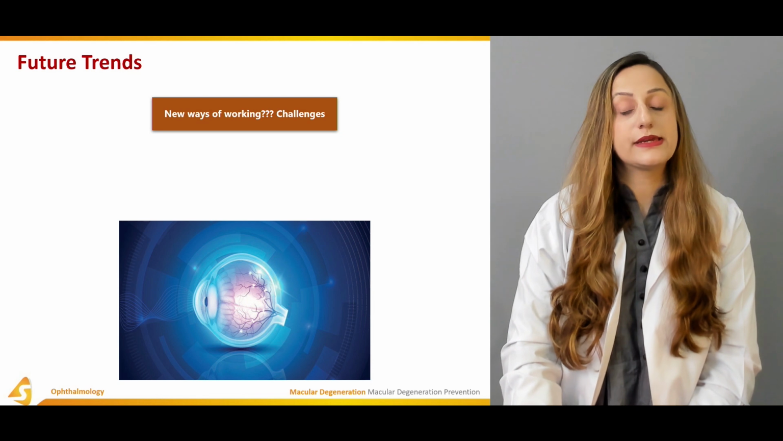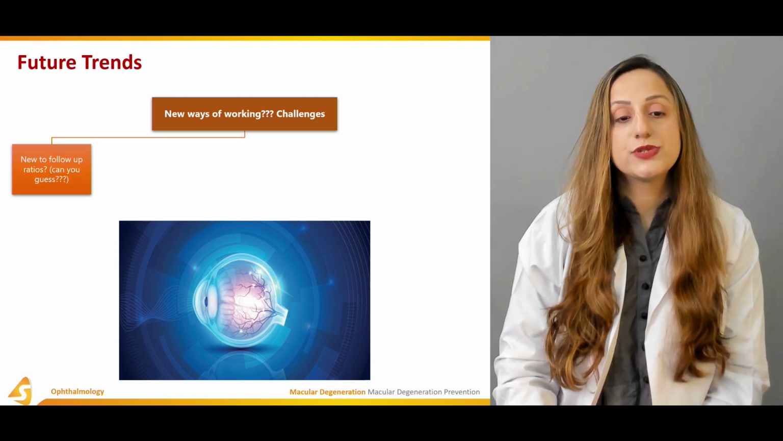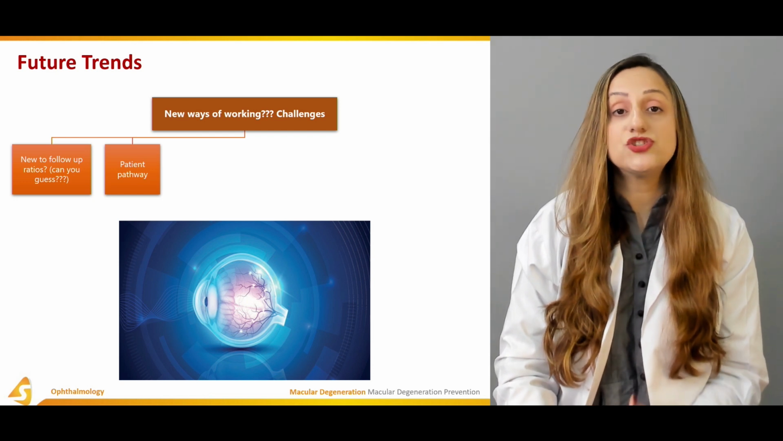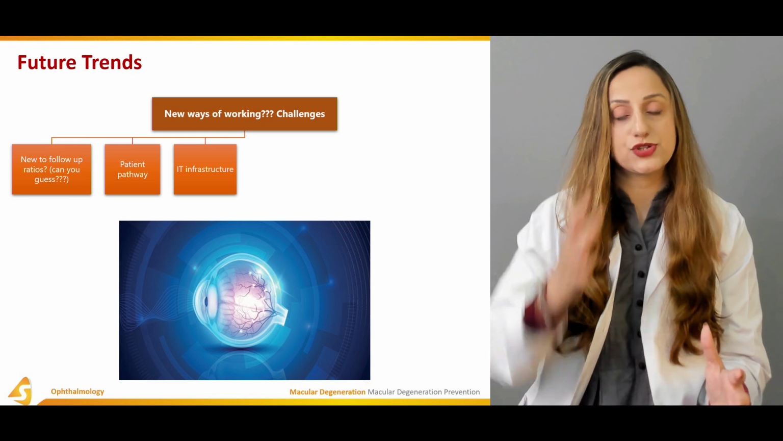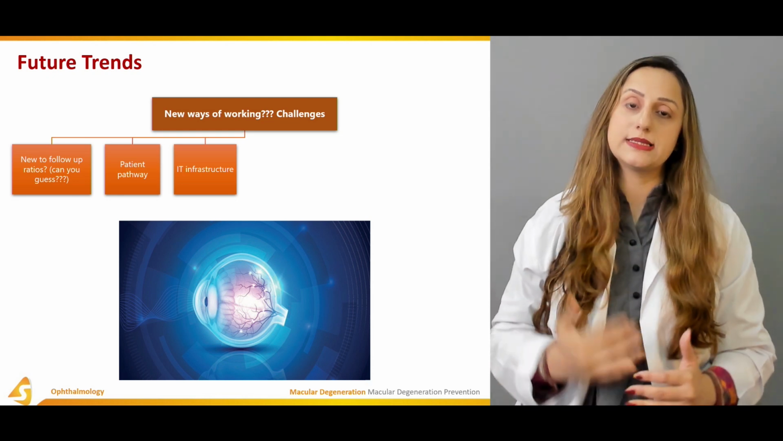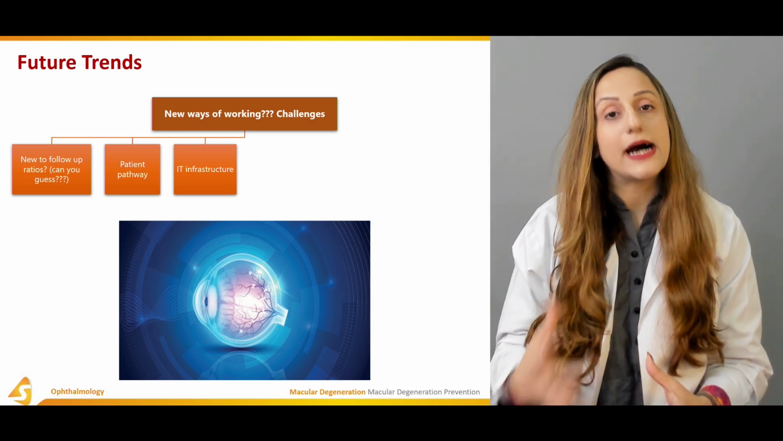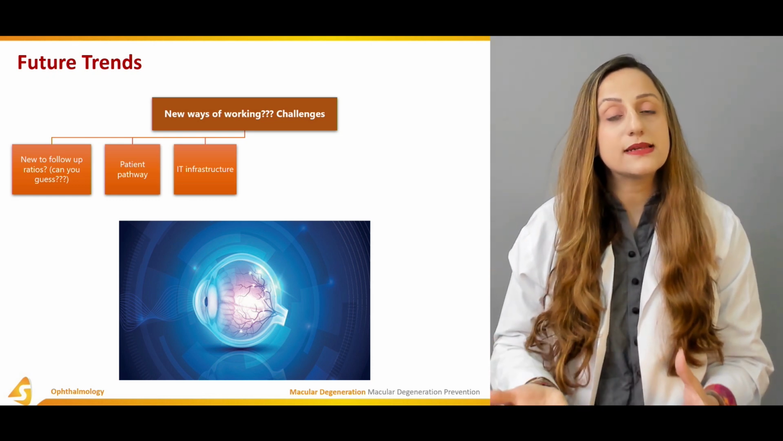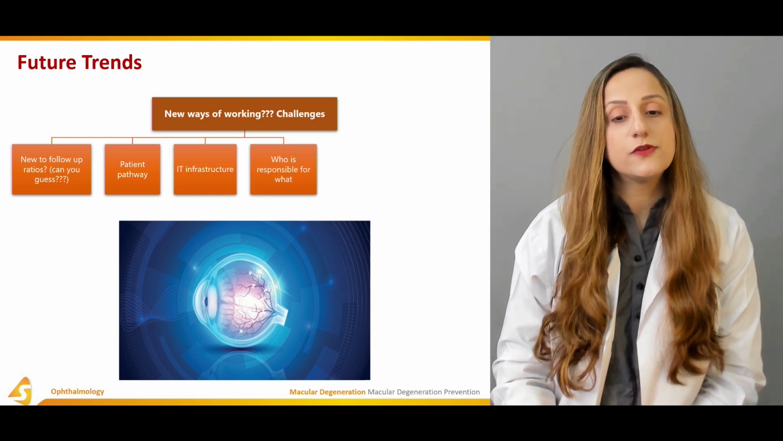New ways of working, or the challenges. New ways to follow up the patients are very important. The patient pathways are again very important over here, and the IT infrastructure. So what are the newer ways? It's the IT infrastructure, and the pathways by which we can diagnose or get a better outcome for these patients, and who's responsible for what.